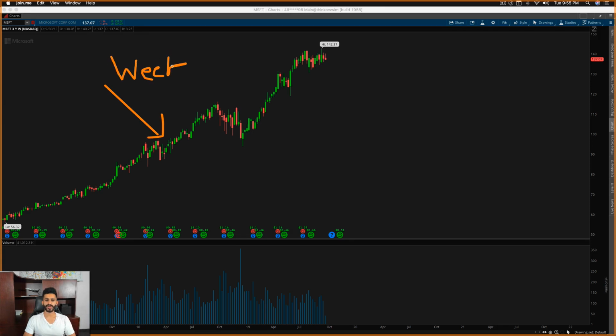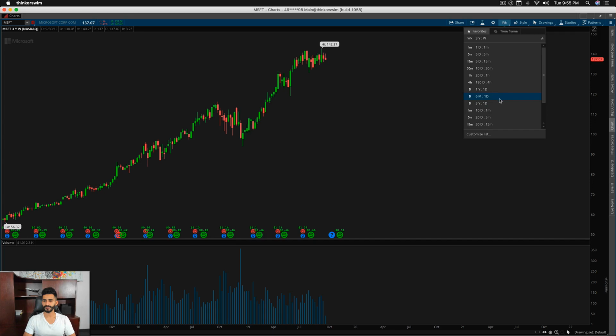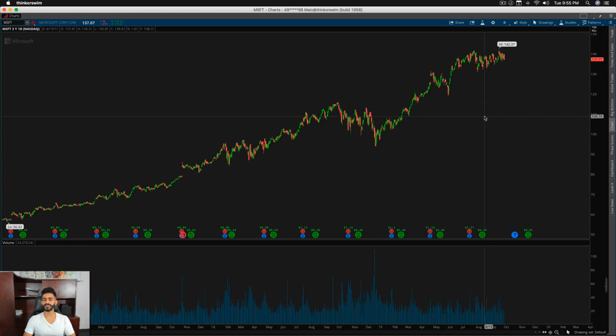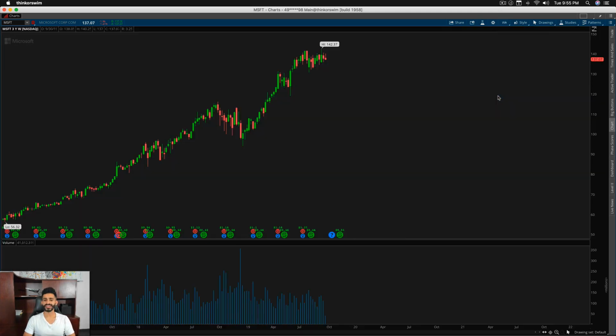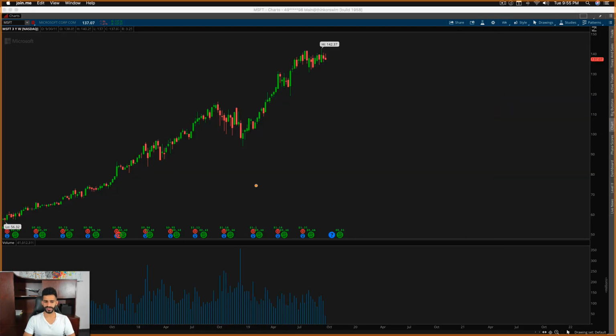Right? Now let's break some things down. Now, if we look at a weekly time frame and a daily time frame, it's the same exact thing. Same concept. The only thing is when we look at a weekly time frame, there's less noise. Look at how clean this is.